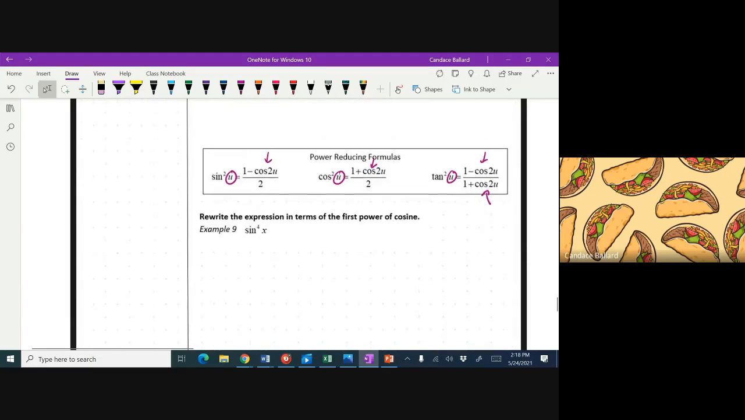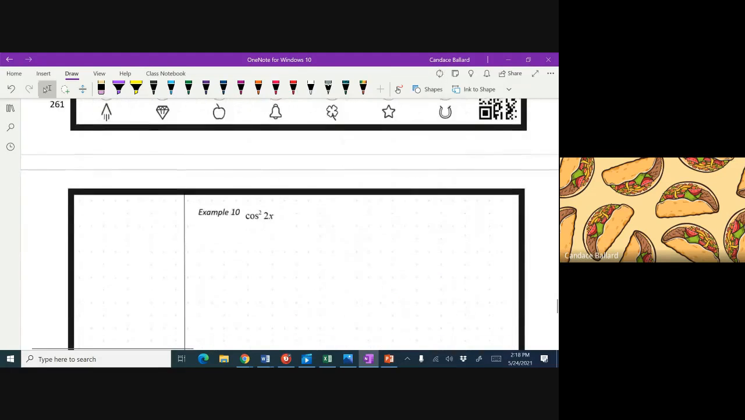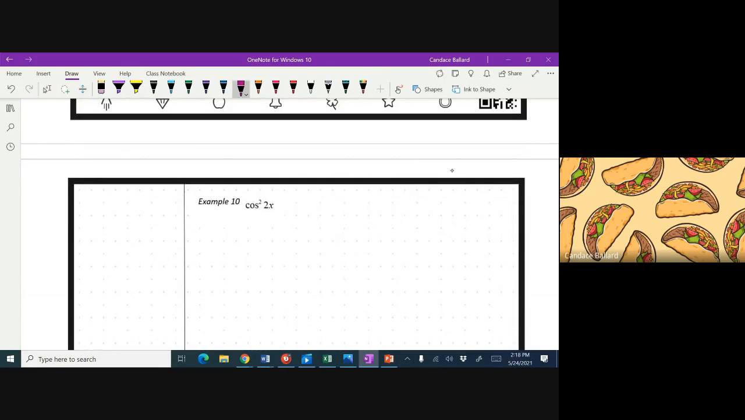So basically, I'm going to apply the formula that I have. So it says that I have cosine squared of 2x. This thing right here is the u.